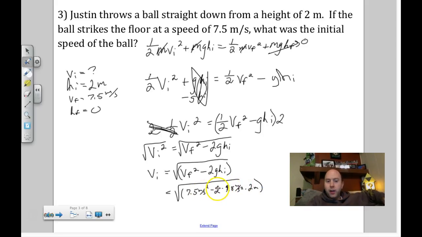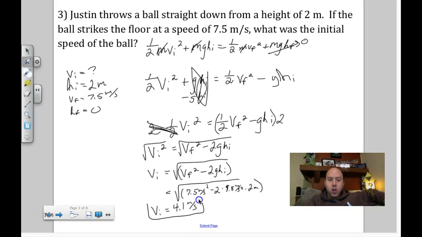How would you put this in your calculator? Personally, here's how I would do it. I would do 7.5 squared. Then I would hit minus parenthesis 2 times 9.8 times 2, close parenthesis, get an answer. Then I would either write that number down, or I would hit square root, which gives you the square root of the answer. Anyways, if you put all this in the calculator, you'll get an answer of roughly 4.1 meters per second.